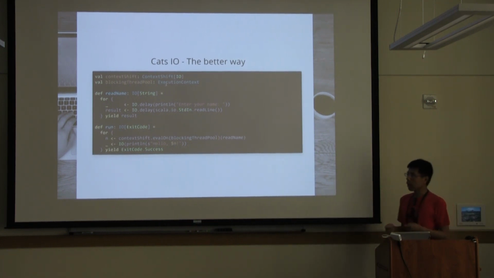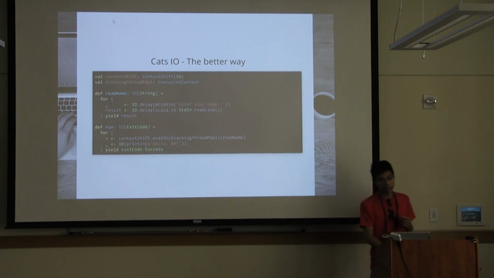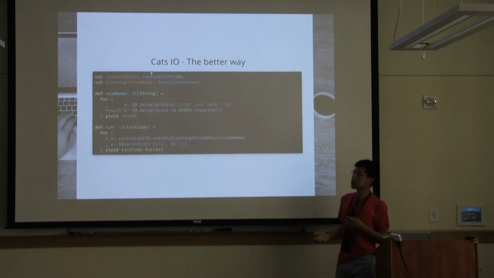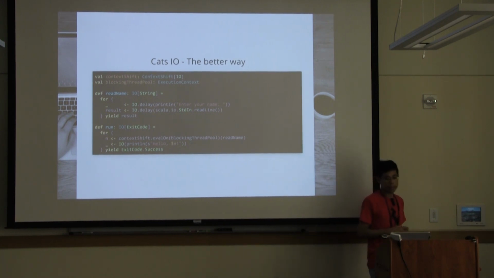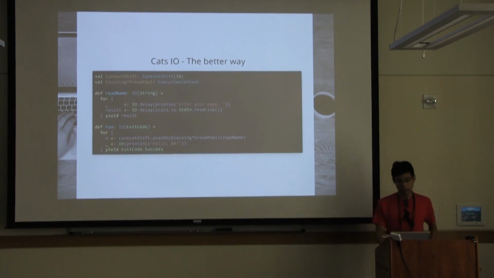You're going to need to have, for example, an unbounded thread pool that will contain all of your blocking calls. And then you're going to need a context shift. What's a context shift? It's a data structure in Cats IO that allows us to tell Cats in which thread pools we want to execute our I/O.